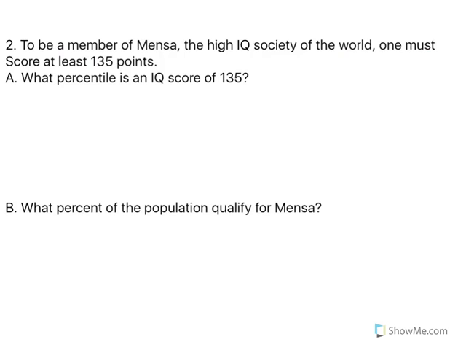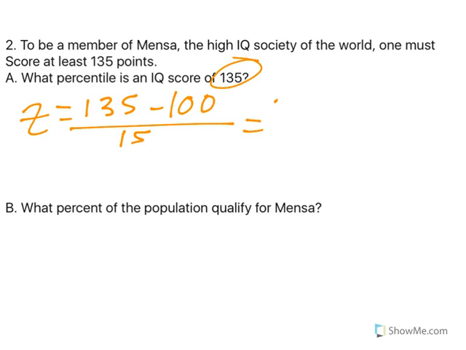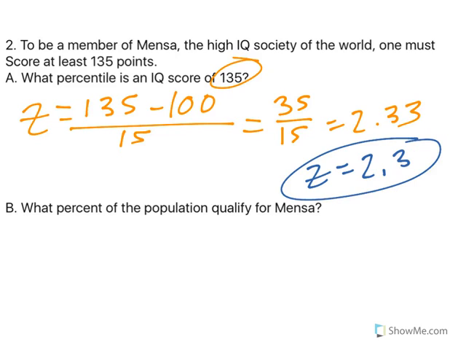To be a member of Mensa, the high IQ society of the world, one must score at least 135 points. What percentile is an IQ score of 135? Well, let's find a z-score. Value minus, remember the mean is 100. We found that on the previous question. Divided by the standard deviation of 15. 35 divided by 15 gives me 2.33. That is not on the table. Closest to is 2.3.